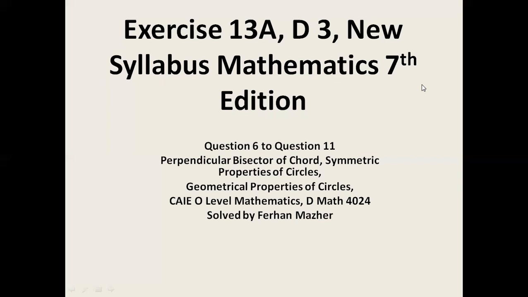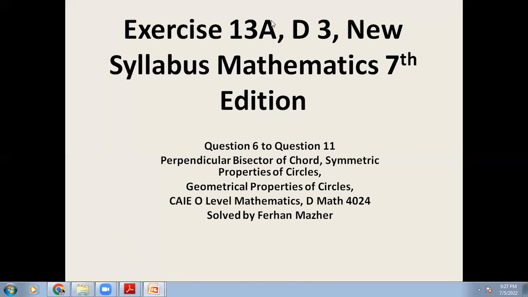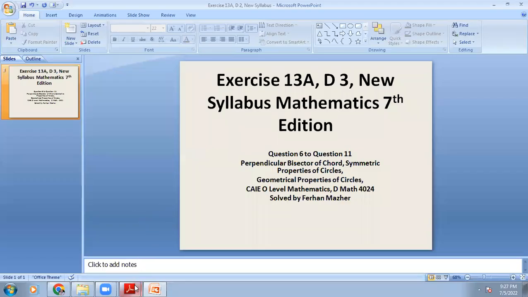All the questions are related to circle properties, especially the perpendicular bisector of a chord. The property is that the perpendicular bisector of the chord is always perpendicular to the chord and it bisects the chord. This is the main idea around which this exercise is. So let's start this exercise and go to it.